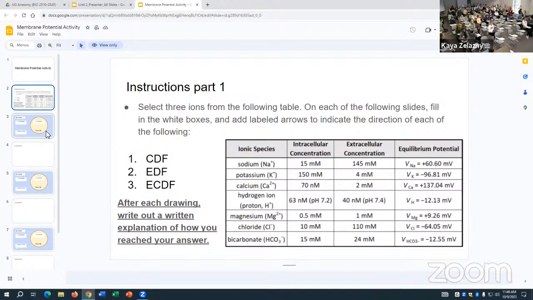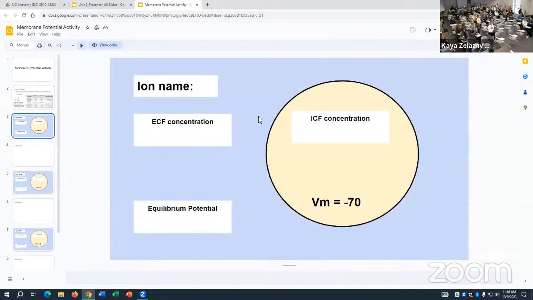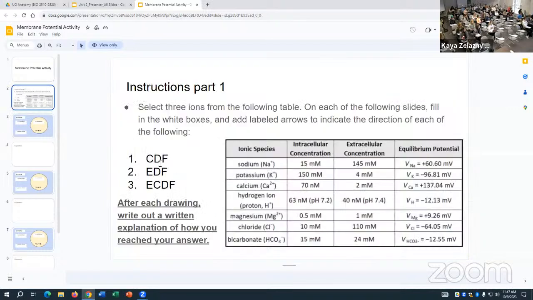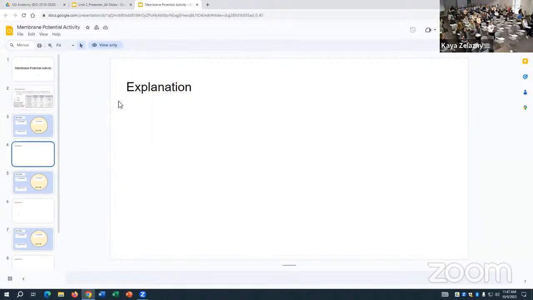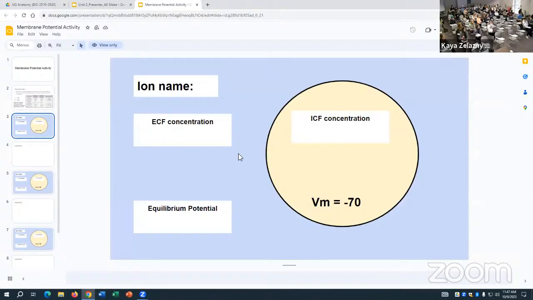For each drawing, I started you out with a slide where you put in the ion name, whichever one you chose, the concentrations inside and outside the cell, and write in your equilibrium potential. Then draw arrows indicating the CDF, the EDF, and the electrochemical driving force. Then give me a little written explanation of why you drew them the way you did, how you figured that out, and how you made your choices.